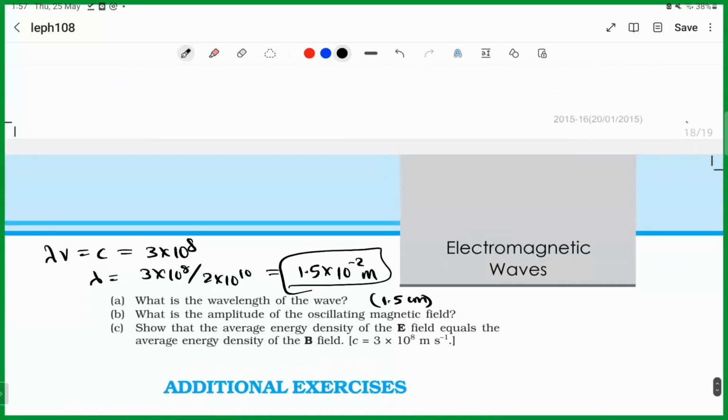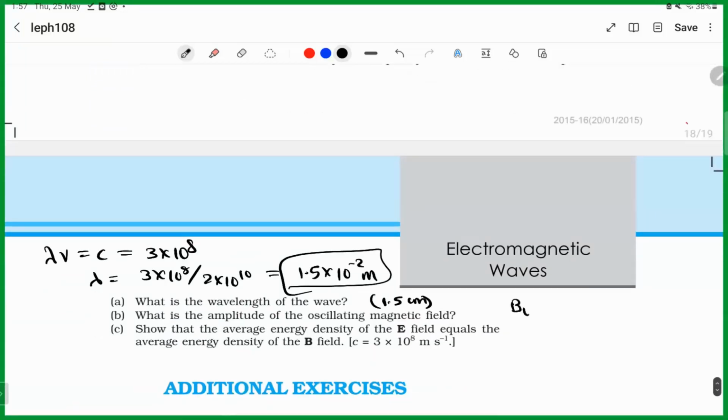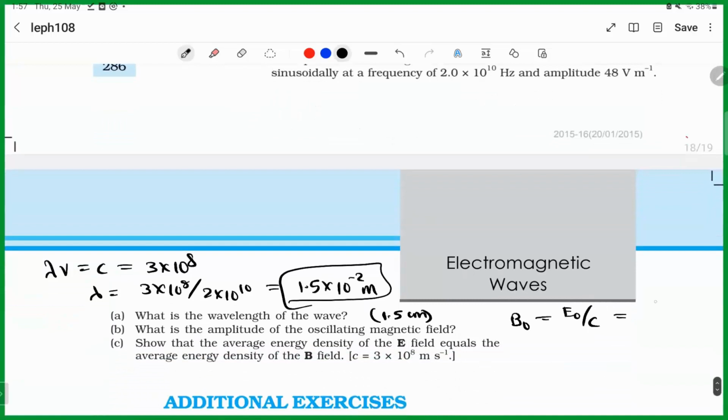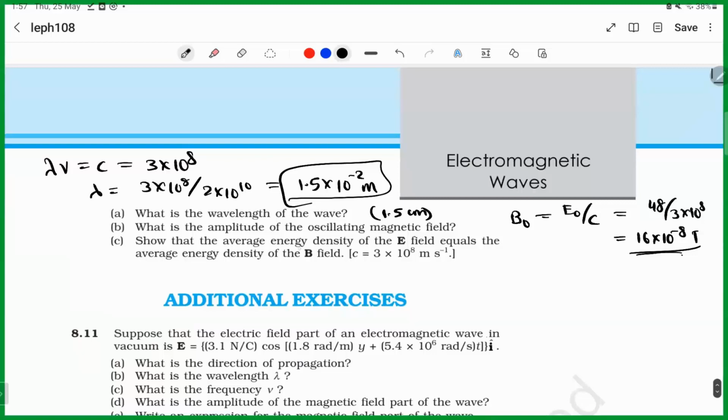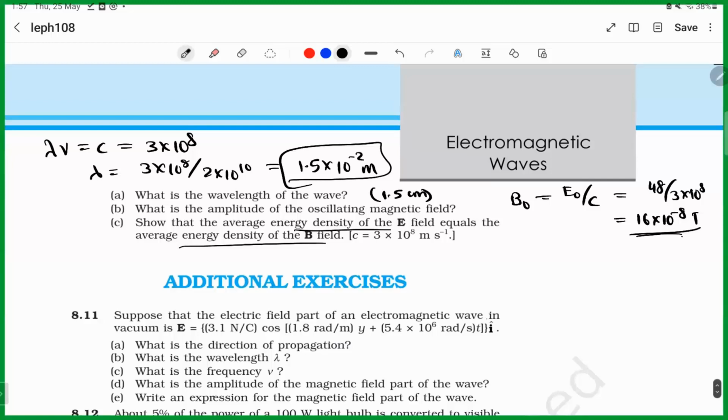What is the amplitude of the oscillating magnetic field? Again, this is something we've done all the time. B naught is E naught by C. E naught is 48 by 3 × 10⁸. So this is 16 × 10⁻⁸ Tesla. Now, show that the average density of the electric field equals the average density of the magnetic field. So now, as I said before, the total energy is given by 1/2 ε₀ E squared plus 1/2 1/μ₀ B squared, right? At any given instant of time.